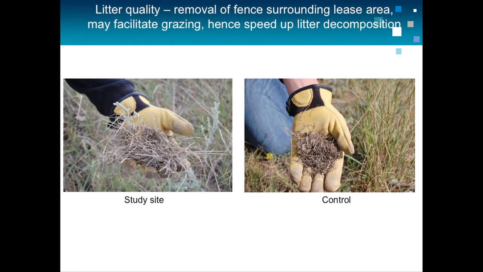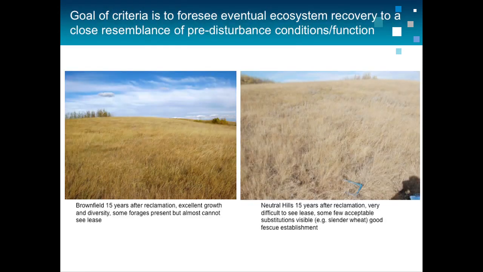Also about the quality of litter. In this case, we have a comparable amount of litter compared to the control, but the quality is not there. The quality of litter is very important. It indicates nutrient cycling, and you have to be sure that quality litter is there in order to get reclamation success. You cannot just have a site with nice grasses but no nutrient cycling, no decomposition. So those are very important.